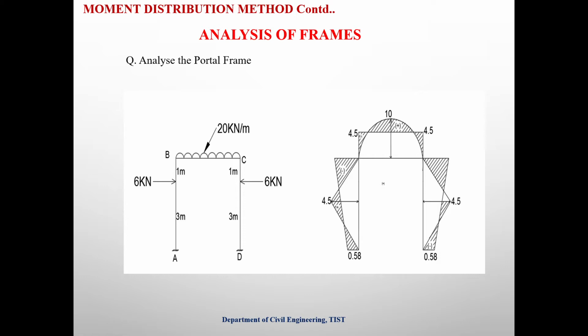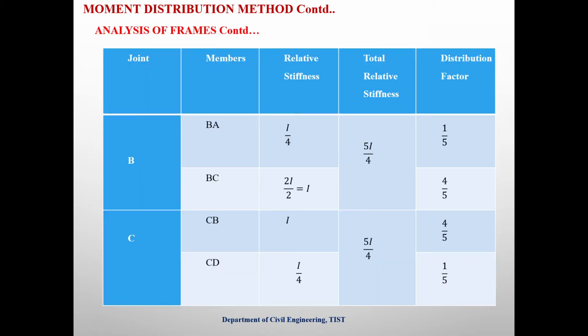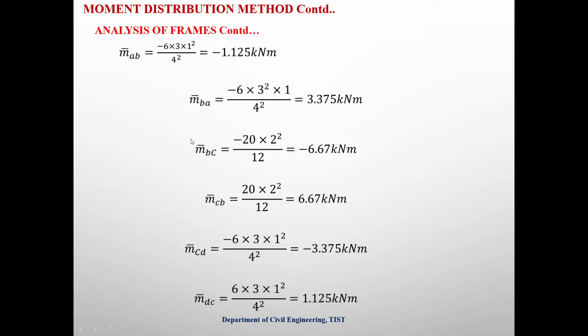M bar BC means minus W L squared by 12 and M bar CB is plus W L squared by 12. And M bar CD is minus W a b squared by L squared and M bar DC is plus W a squared b by L squared. Using that formula, calculate the fixed end moments.